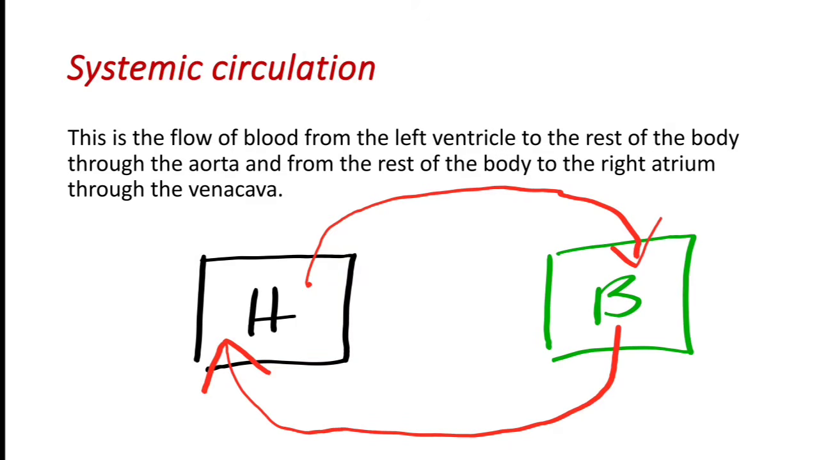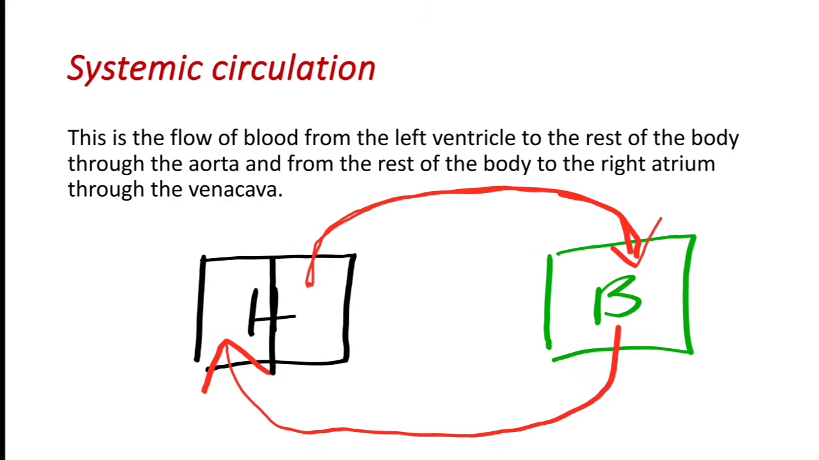Again, I will demarcate my heart. So blood is coming from the left side of the heart, going to all parts of the body through the aorta. And from all parts of the body, it will go back to the heart on the right side through the vena cava. And this blood is deoxygenated. That's systemic circulation.